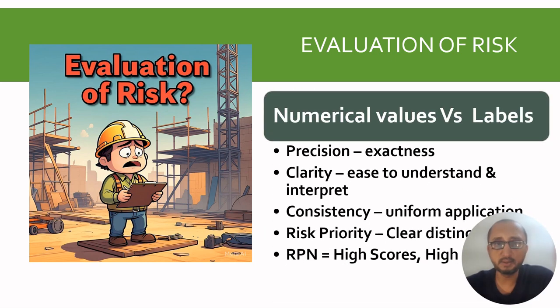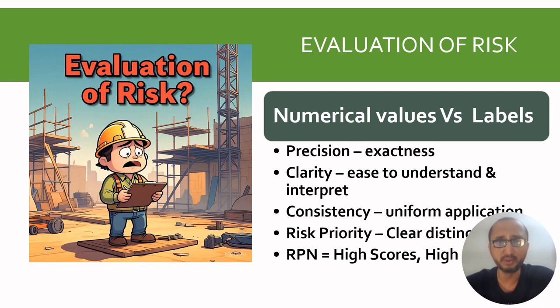Now let's understand numerical values versus labels. We saw how we label the risk as low, medium, and high. But generally we prefer the number system, or number representation, of the risk over the label system, as we get some benefits. In the number system, we get more precision and exactness.